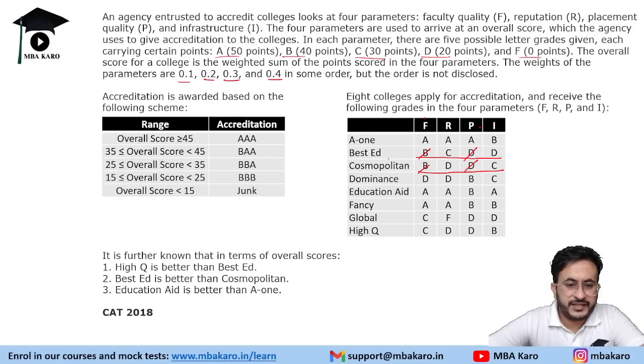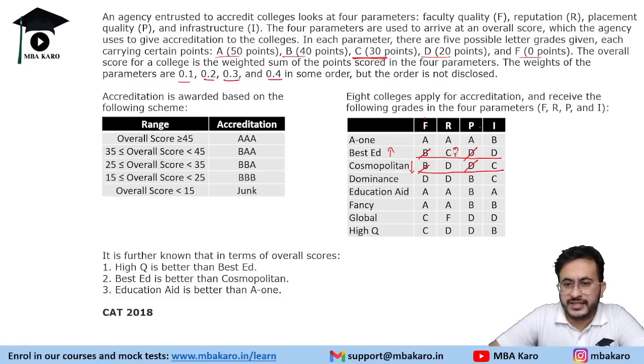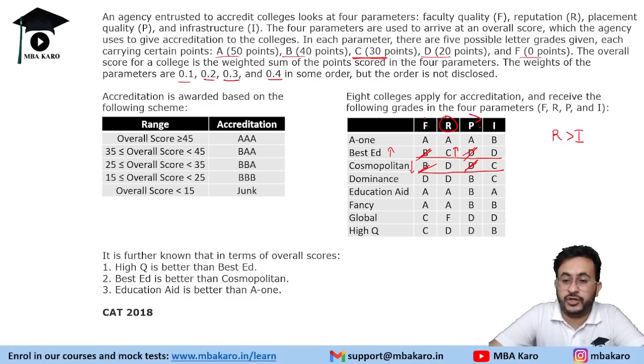Now we are given that Best Ed is better than Cosmopolitan, so B has a higher rating than Cosmopolitan. Now, which is a higher one, right? So if you get C, you will get higher points. So C has higher points. That means the weight of this particular parameter R should be greater than the weight of I, because overall Best Ed is getting better points. See, in these two, whatever is the weight, it does not matter. So R will be greater than I. So that was the logic here.